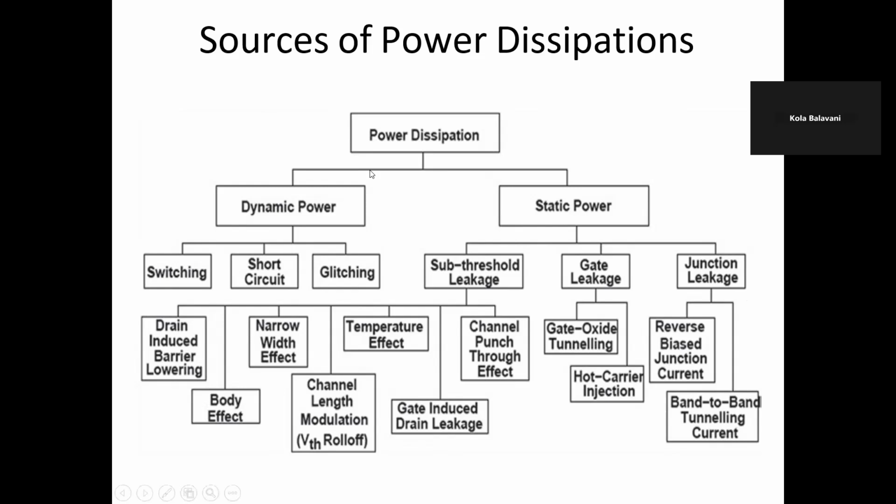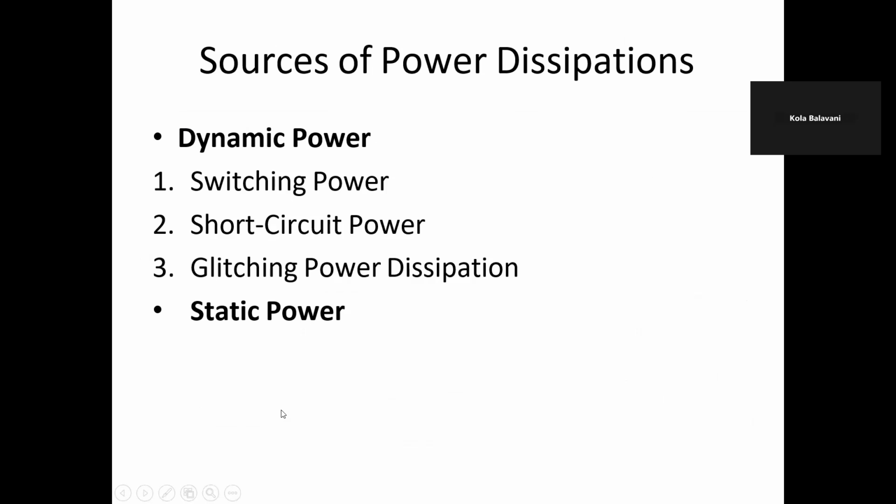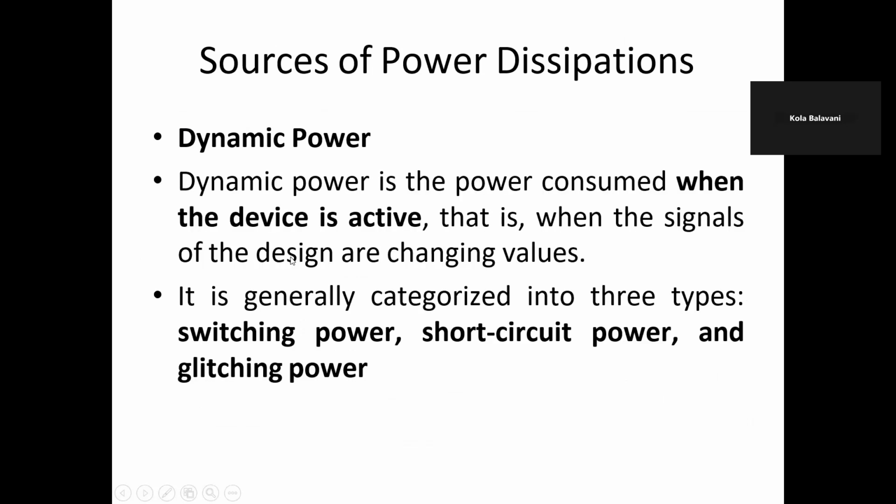And this is the important diagram, which indicates the sources of power dissipation, the different ways in which power is dissipated. The dynamic power is divided into three major types: switching power dissipation, short circuit power dissipation, and glitching power dissipation.